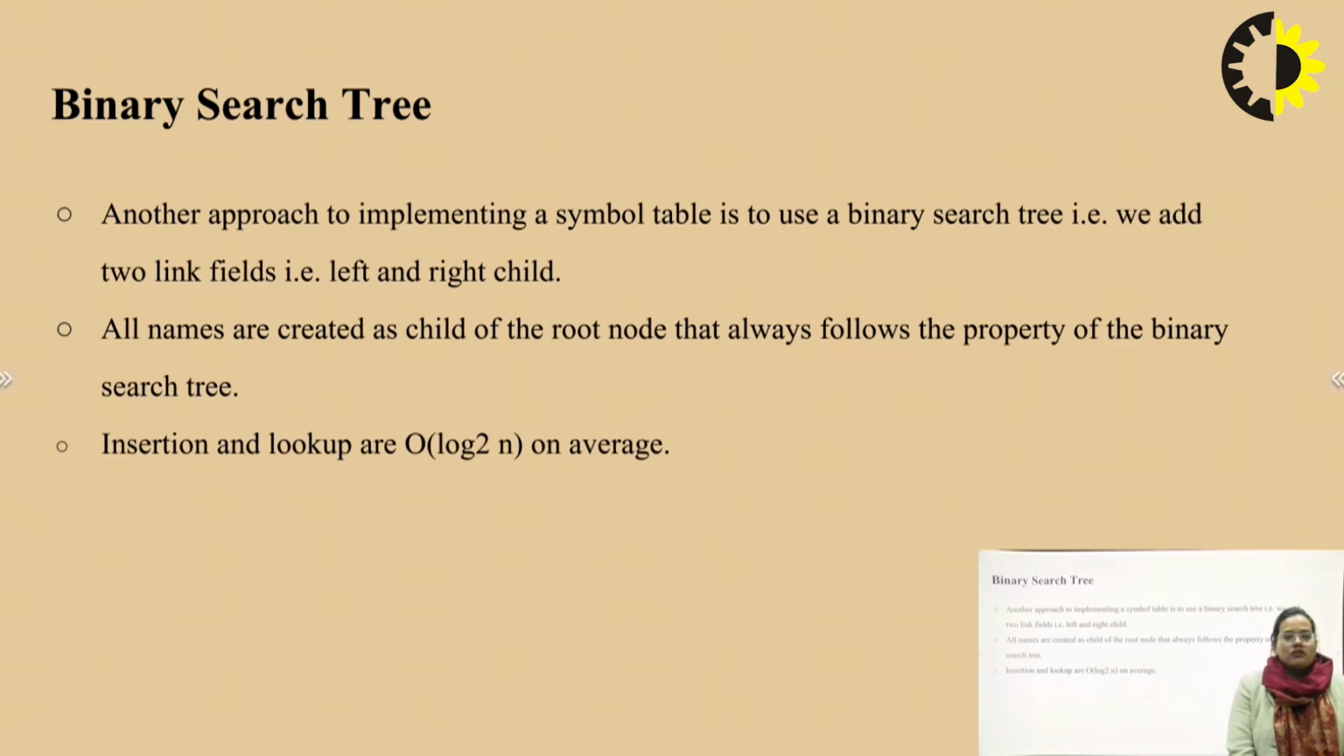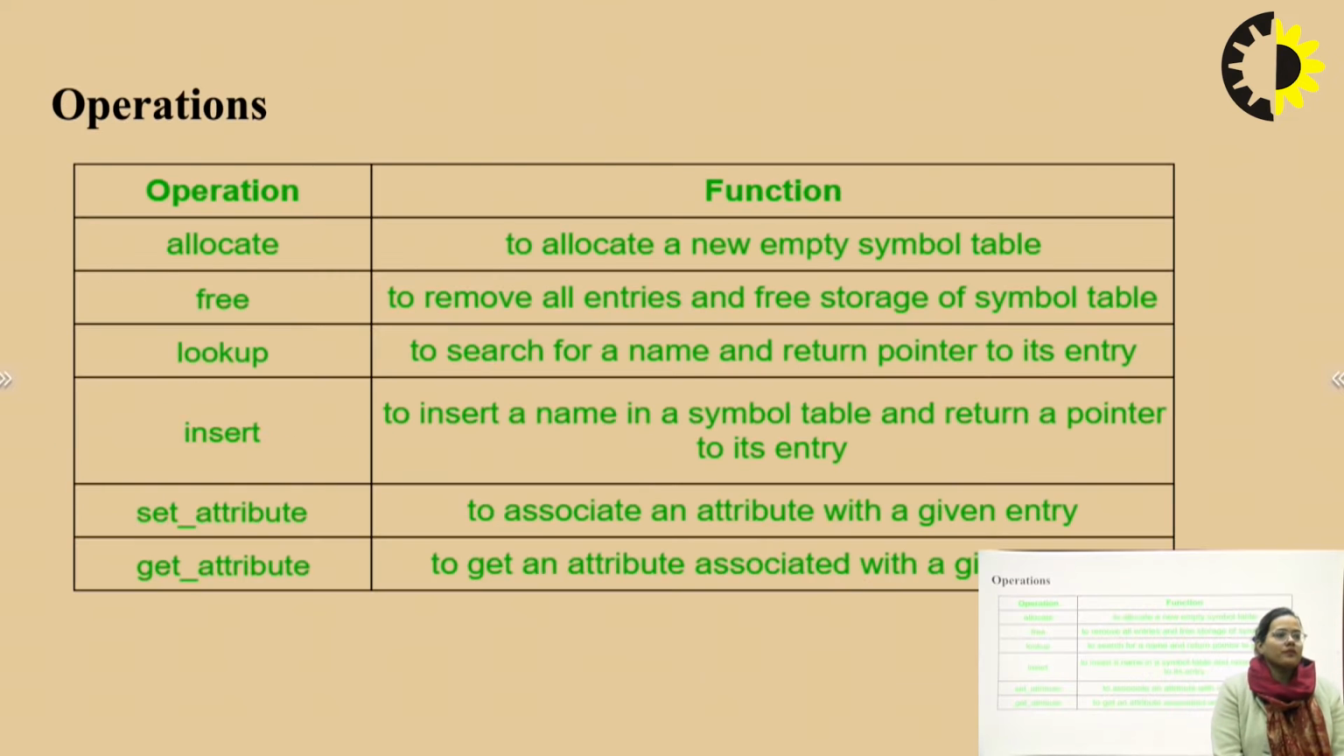The next implementation of a symbol table is the binary search tree. Another approach to implementing a symbol table is a binary search tree. That is, we add two link fields, the left child and the right child. All names are created as children of the root node, always following the property of a binary search tree. Insertion and lookup are O(log n) on average.